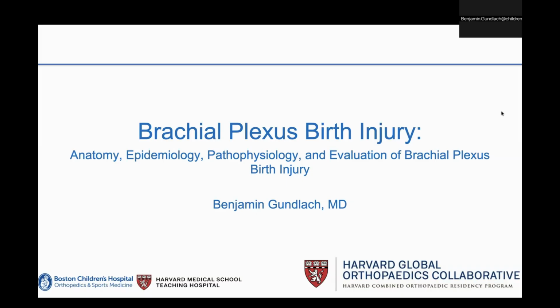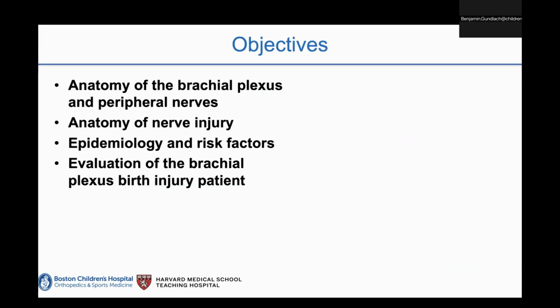I'm going to be discussing the anatomy, epidemiology, pathophysiology, and evaluation of brachial plexus birth injury. Objectives for this talk are to review the anatomy of the brachial plexus and peripheral nerves, as well as the anatomy of peripheral nerve injury as it pertains to brachial plexus birth injury. I'd also like to discuss the epidemiology and risk factors for this injury, as well as the evaluation of the brachial plexus birth injury patient.